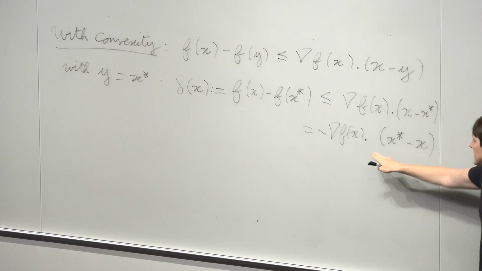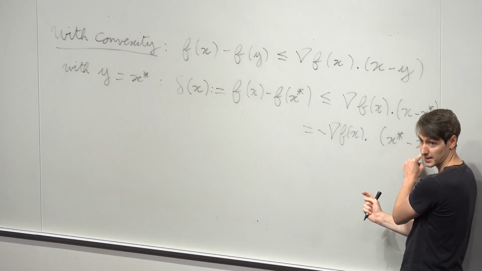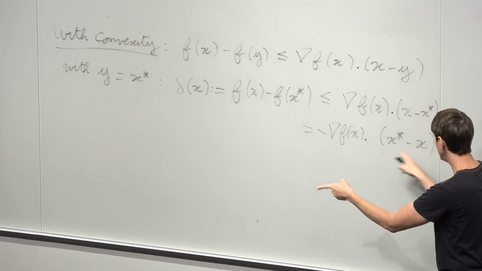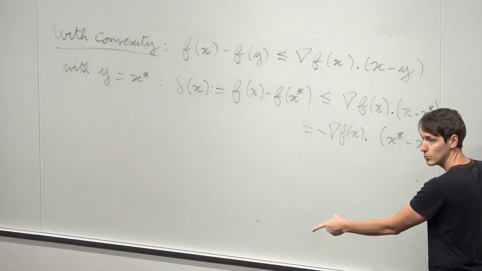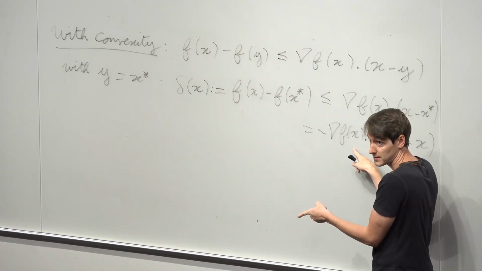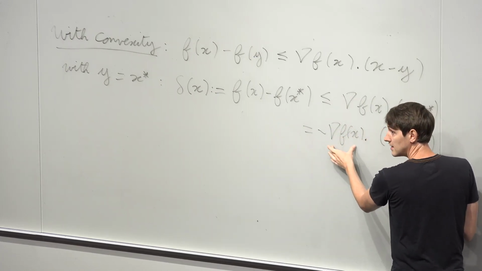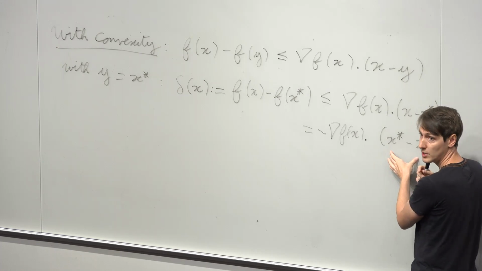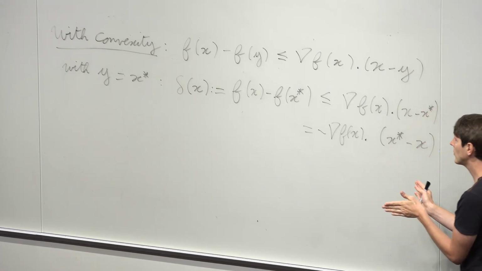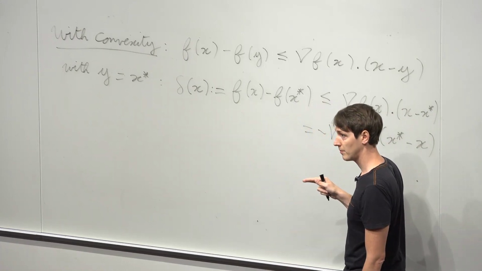Why did I do that? Because here you see this is the correlation. You're sitting at x, and you want to get to x star. So the direction in which you want to go is x star minus x. That's really what you would like to add to your point. But instead, you add minus grad f of x. And what convexity is telling you is that what you're adding is indeed positively correlated with the direction in which you want to go. And how much positively correlated? Exactly by the suboptimality gap.